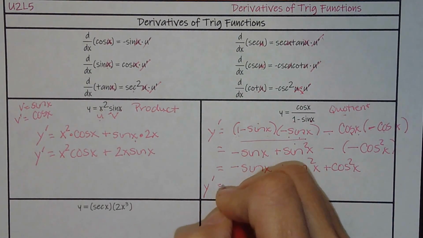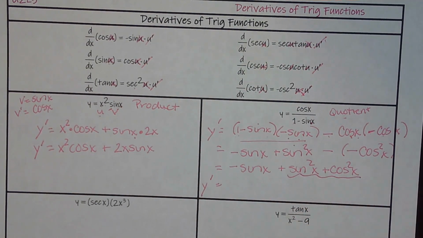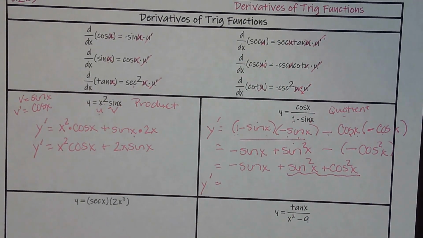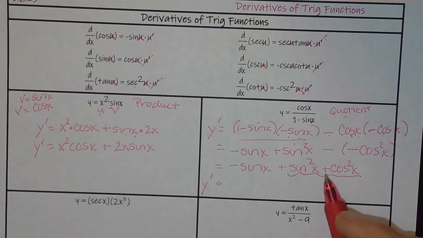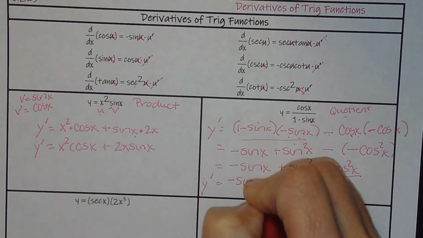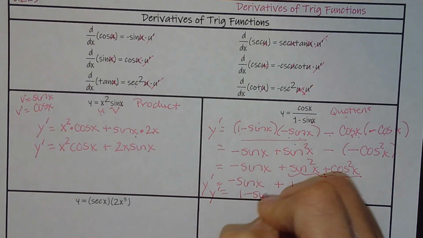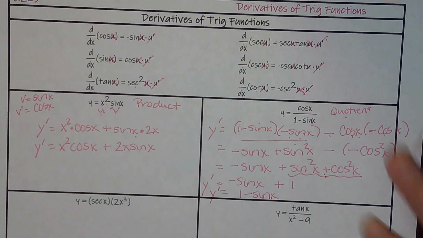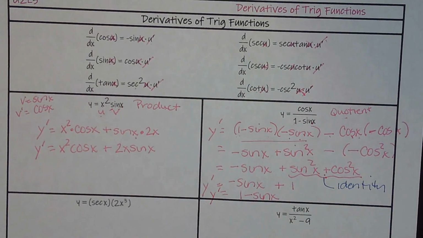But I'm wondering if any of you happen to see anything that we can do to clean this up a little bit. What do you notice? What do you remember about sine squared x plus cosine squared x? That's an identity. This is a trig identity, and that is 1. So I have negative sine of x plus 1, and prettier, I think, is 1 minus sine of x. So remember, this is an identity that equals 1.